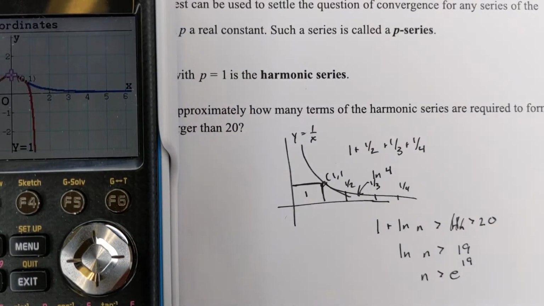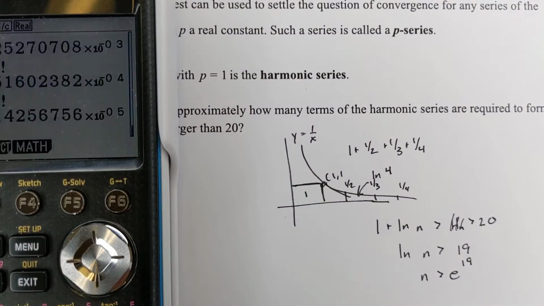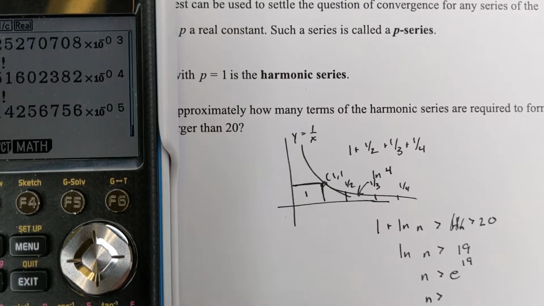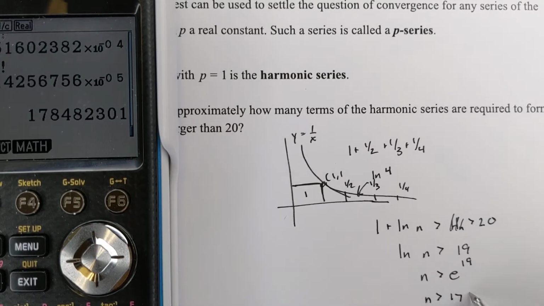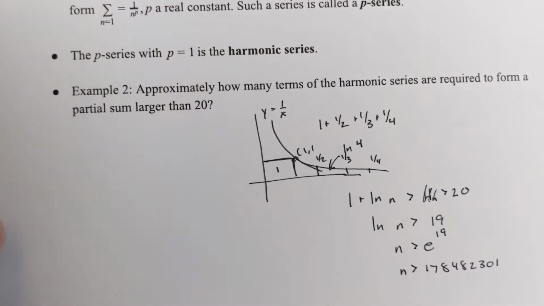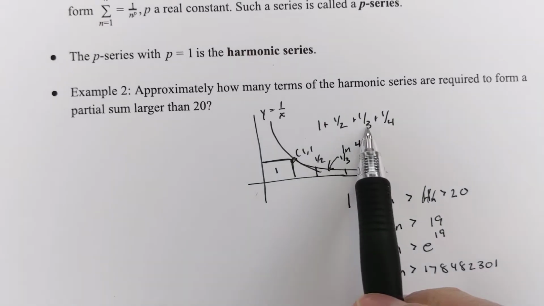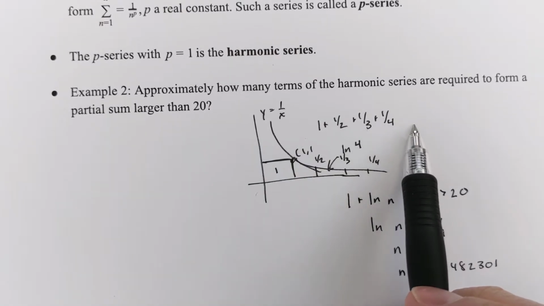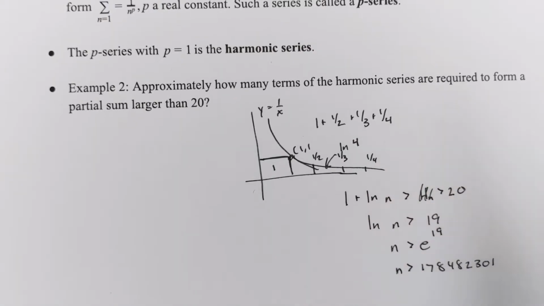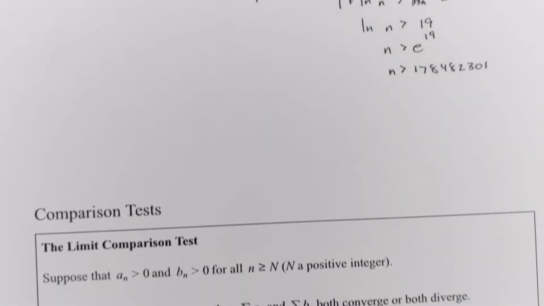So let's see here. What is e to the 19th? Probably a very, very large number. 178482301. So you need at least that many terms before the sum goes more than 20. Because notice you're adding smaller and smaller values. The next would be a 5th, a 6th, a 7th, and an 8th. So it's going to take a lot of terms because eventually you're adding very, very, very small values.